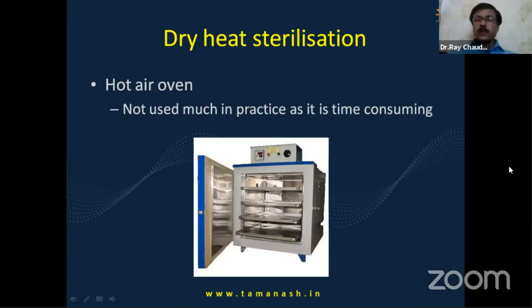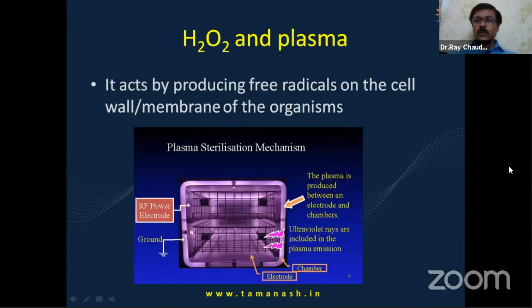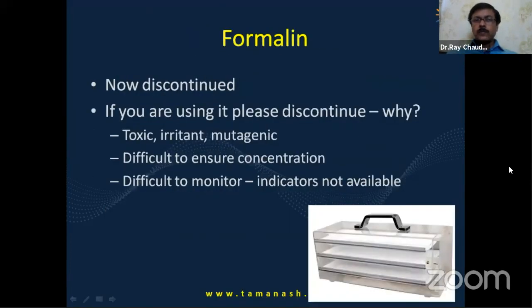Yeah, I'm concluding. Dry heat sterilization is in the form of hot air oven, which is not much in practice because it is time consuming, and H2O2 and plasma also is there, but not very commonly used. So just 2 more slides on formalin, because some people still use formalin.